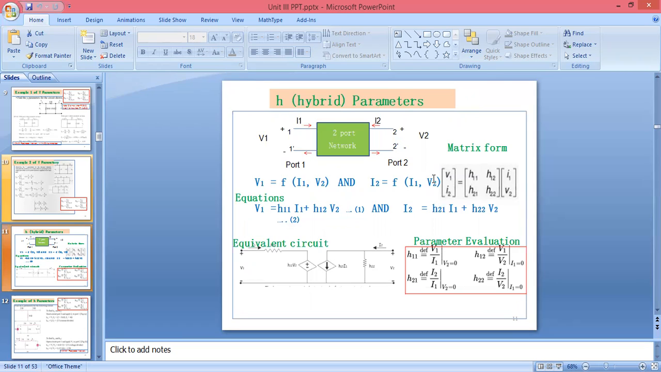So we can convert these equations in the form of I1 and V2: V1 equal to H11 I1 plus H12 V2, and I2 equal to H21 I1 plus H22 V2. You can write these linear equations in the form of a matrix. If you see the equivalent circuit, the input side looks like a Thevenin circuit, and the output circuit, port 2, looks like a Norton's.